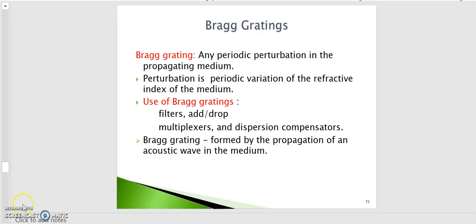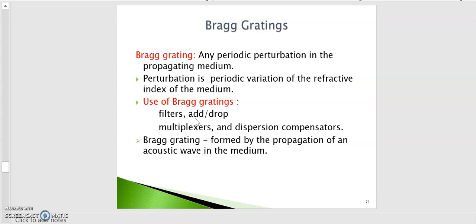Welcome to all. Today we are going to see about Bragg grating. Any periodic variation in the propagation medium is called the Bragg grating. So, what is perturbation? It is a periodic variation of the refractive index of the medium. Here, we assume it is a change in the refractive index. That is, a variation of refractive index of the medium is taken in the Bragg grating.